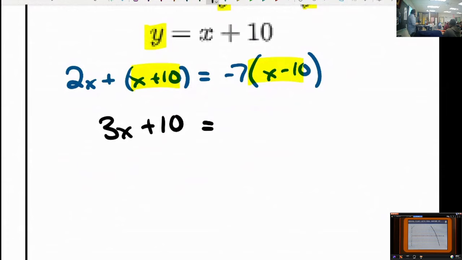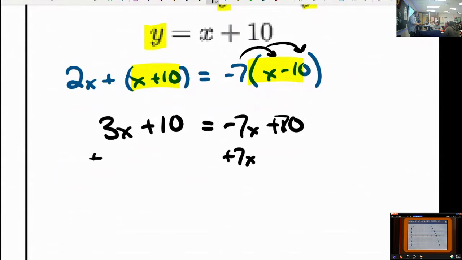Now, on the right side, that's multiplication. So this is where you do need to distribute. Take your time, go slow, give yourself a chance to think about those things before you fall right into the steps that you think you've got to do. Negative 7x plus 70 from there. And then from here, it's really straightforward. I will start by adding 7x to both sides and getting 10x plus 10 is equal to 70.